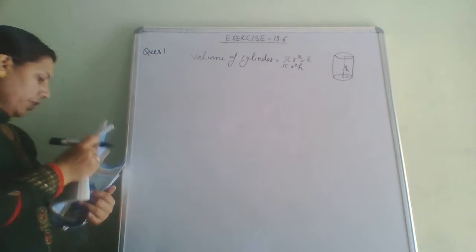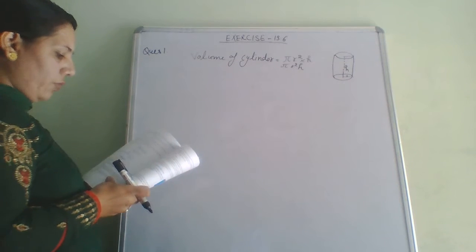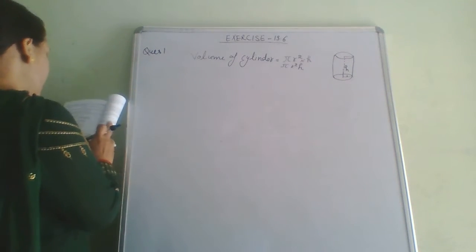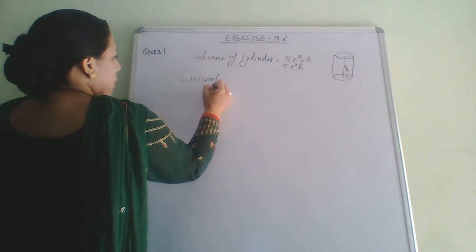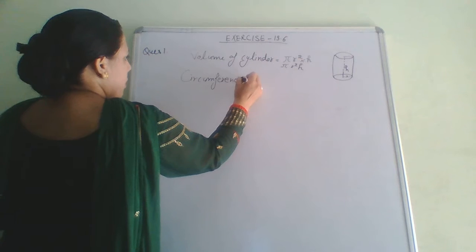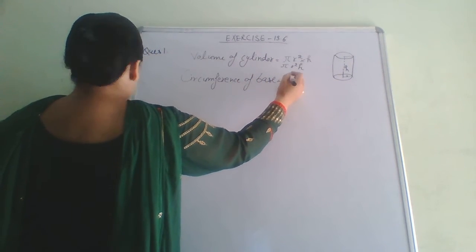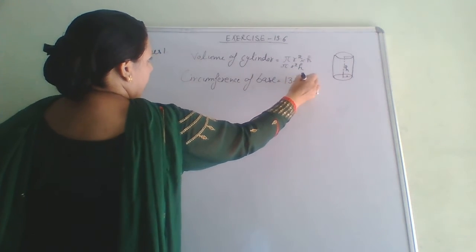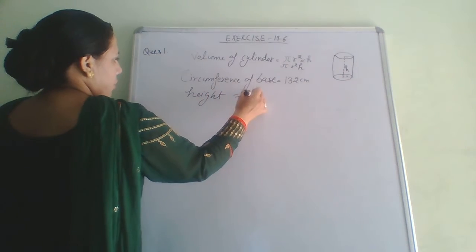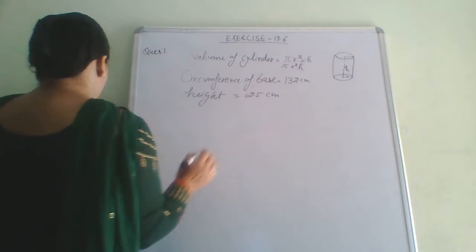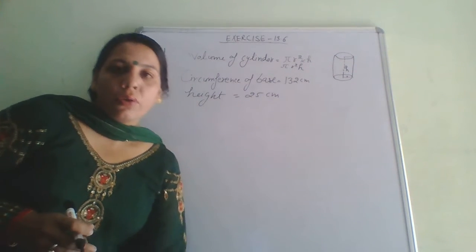Now come to the first question. The circumference of the base of a cylindrical vessel is 132 centimeter and its height is 25 centimeter. You can write here circumference of base equals 132 centimeter. After that, height equals 25 centimeter. And what is asked? How many liters of water can it hold?